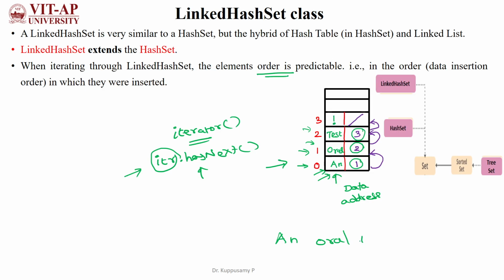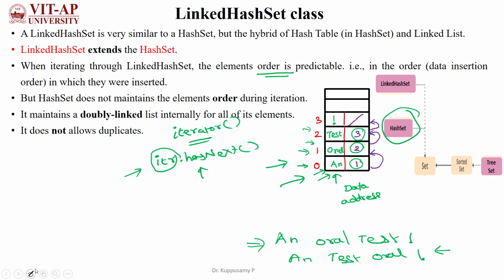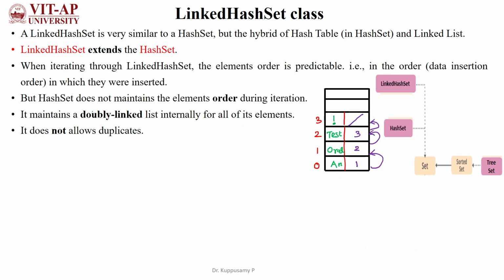But the HashSet will not maintain this order. In the previous class, HashSet will not maintain this order. It will print like this: test, then URL, without maintaining the inserted order. So that is the difference between HashSet and LinkedHashSet. HashSet is not maintaining the order of elements while iterating to access those elements.